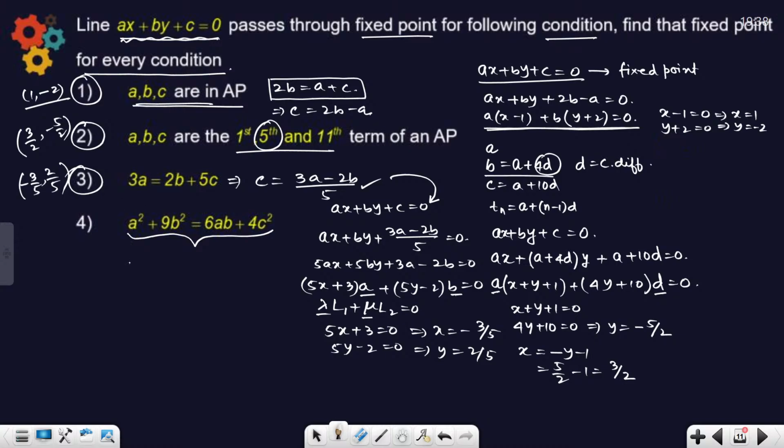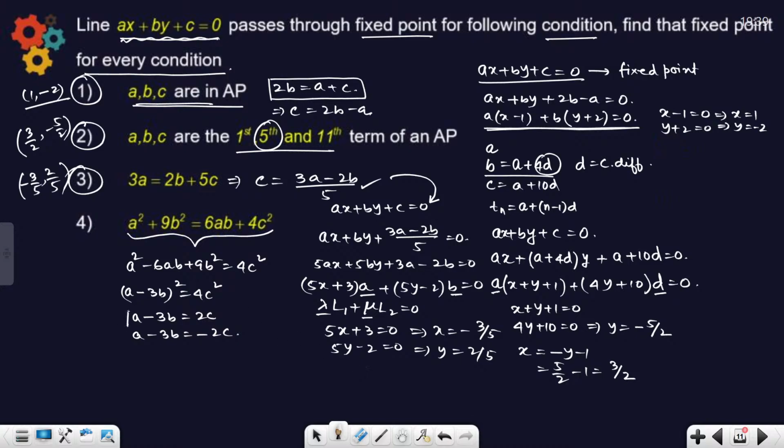See, one thing I can easily see is that if I take 6AB on the right hand side, you are getting A square minus 6AB plus 9B square equals 4C square. And this is basically A minus 3B whole square, which is your 4C square. Right? So you are getting A minus 3B is 2C or A minus 3B is minus 2C. Okay?